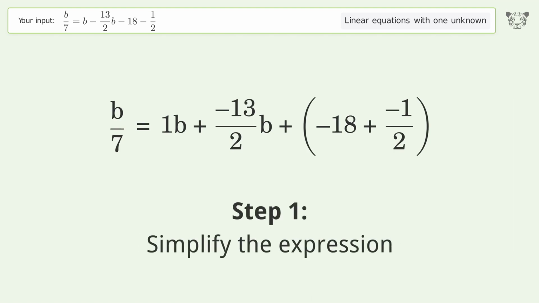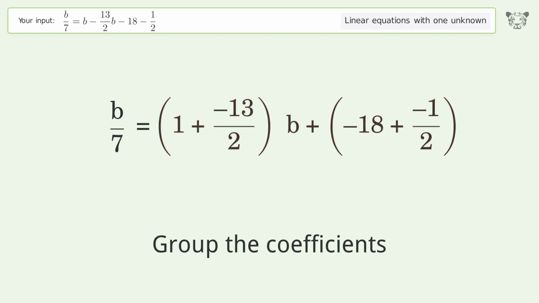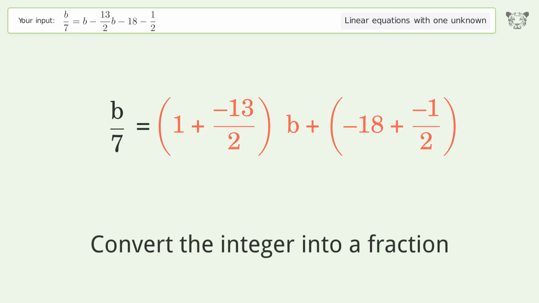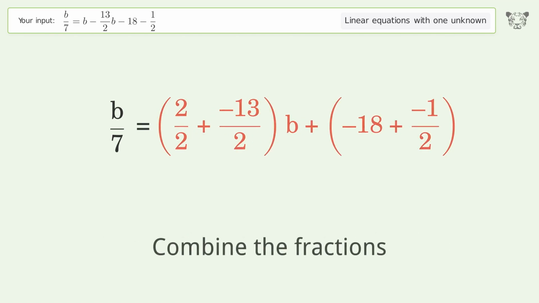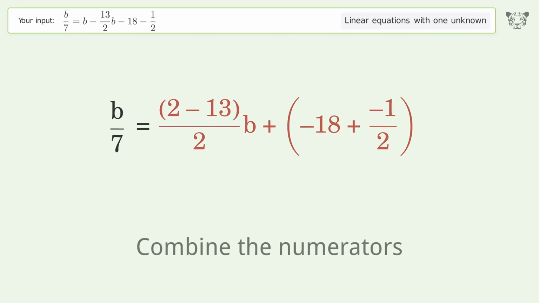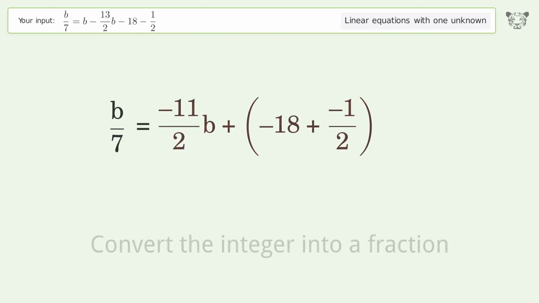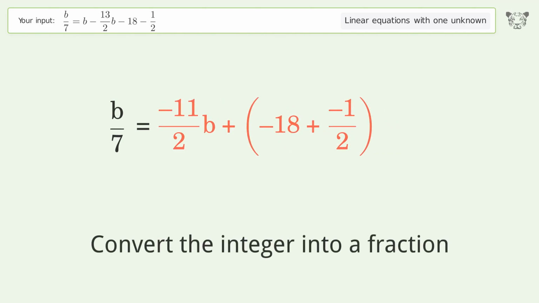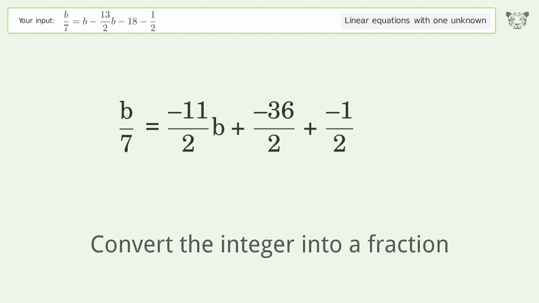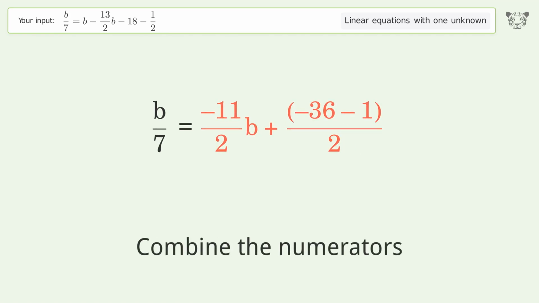Simplify the expression. Group the coefficients. Convert the integer into a fraction. Combine the fractions. Combine the numerators. Convert the integer into a fraction. Combine the fractions. Combine the numerators.